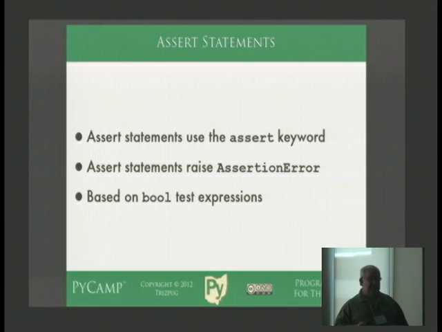And what assert statements are used for is to raise a particular type of exception called an assertion error. And whether these assertion errors are raised or not by an assert statement is controlled by a test expression, a Python expression that can be evaluated for Boolean equivalence. And most any Python expression can be evaluated for Boolean equivalence by the bool built-in type.